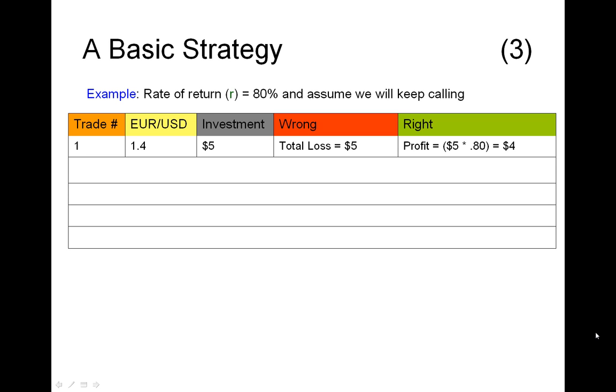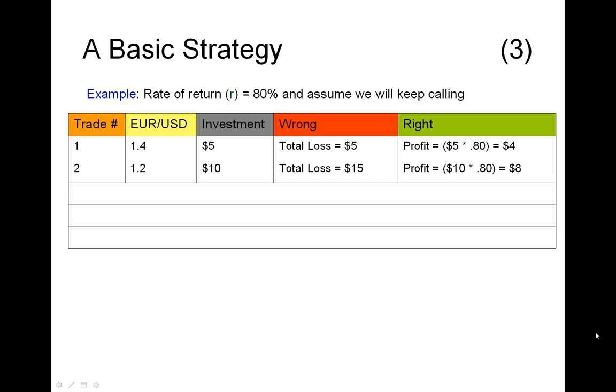Bear in mind, if the value at this given time is less than 1.4, let's assume it's 1.2 now. So we make this second trade, the current value being 1.2, and we decide that the future value is going to be greater than 1.2. So this time we invest $10. Notice that the amount we invested this time is greater than the initial amount we invested, $5, and we'll get to that in just a minute.